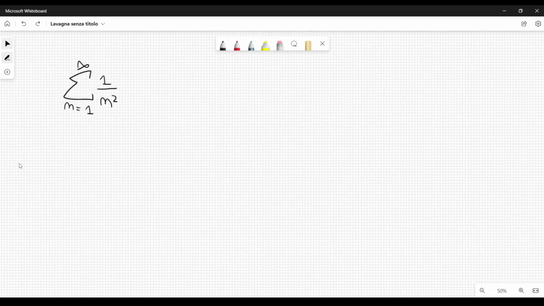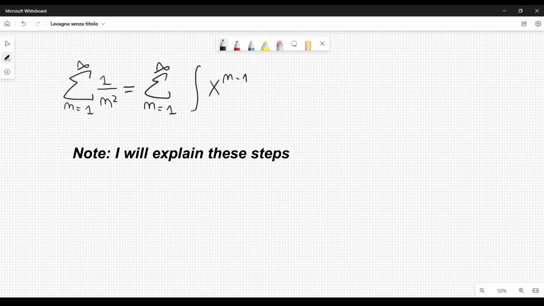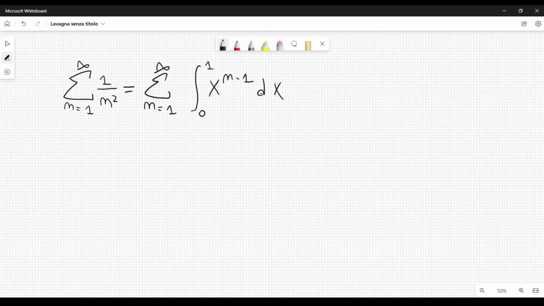In this video we're going to find the value of this series. This is a famous series and we are going to transform this into a double integral that we will solve. This is equal to the sum from 1 to infinity of the integral of x to the power n minus 1 from 0 to 1 dx, and then we also multiply this by another integral from 0 to 1 of y to the n minus 1 dy.